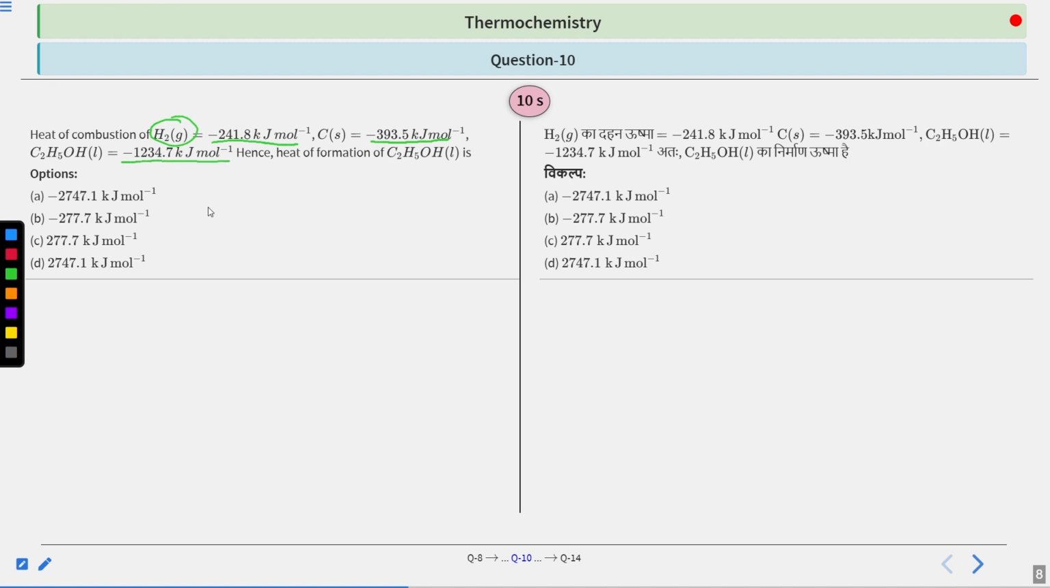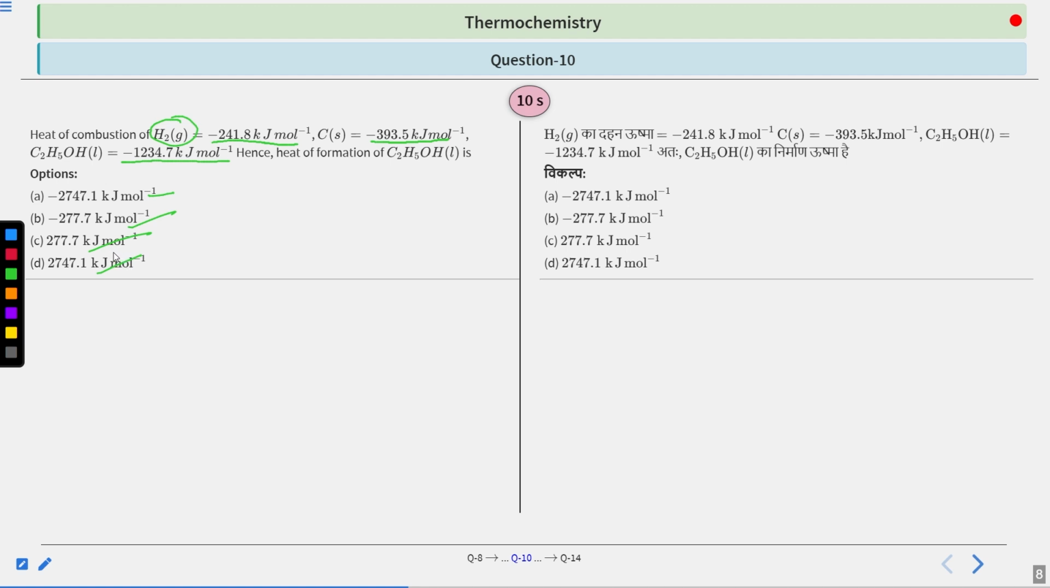Now you have to find the heat of formation for C2H5OH, which is what? So your options are: A, minus 2747.1 kilojoule per mole, B, minus 277.7 kilojoule per mole, C, 277.7 kilojoule per mole, and D, 2747.1 kilojoule per mole. What will be the hint for this question?